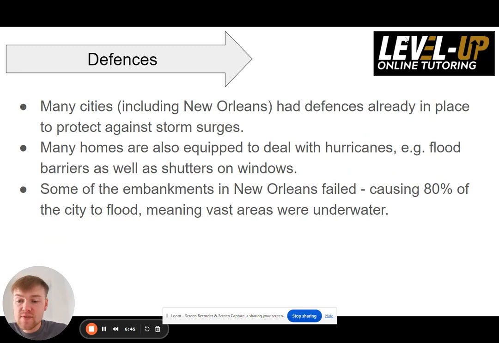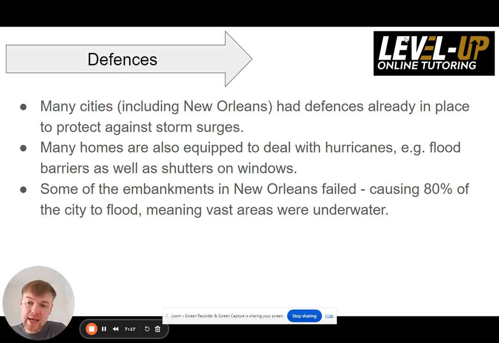Because of that, then also we've got defences that are in place, which is really important. So many cities, including New Orleans, had defences already in place to protect against storm surges. Many homes were also equipped to deal with the hurricanes. They had flood barriers and shutters on windows to prevent broken glass, etc., causing injury. And that also helps in ensuring that not as many people are displaced, because ultimately, the more damage the storm does, the more the long-term cost is going to be.